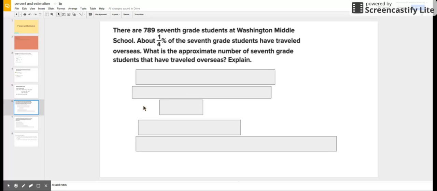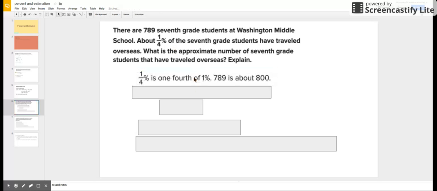There are 789 7th grade students at Washington Middle School. About 1/4% of the 7th grade students have traveled overseas. What is the approximate number of 7th grade students that have traveled overseas? Explain. So first I'm going to start off with this 1/4. 1/4% is 1/4 of 1%. And then I'm also going to look at the 789. 789 is also about 800.